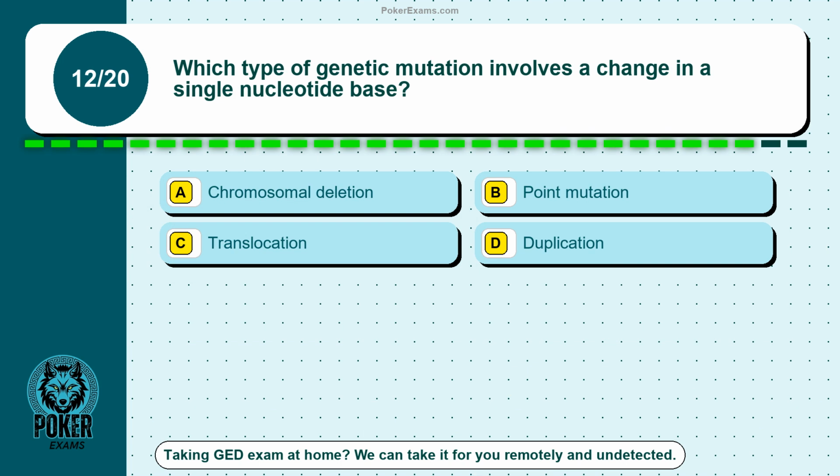Question 12. Which type of genetic mutation involves a change in a single nucleotide base? Option A. Chromosomal deletion. Option B. Point mutation. Option C. Translocation. Option D. Duplication.